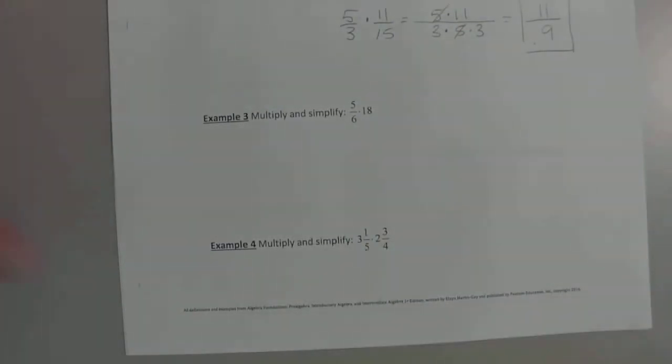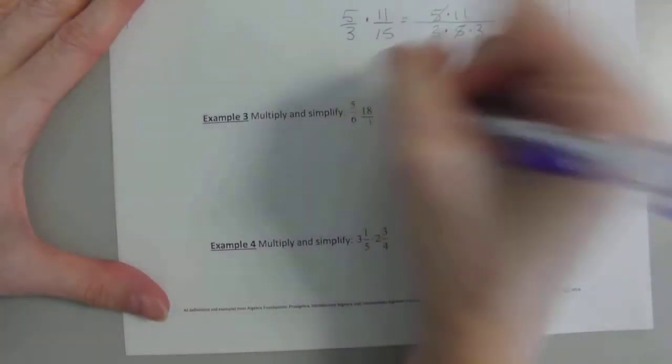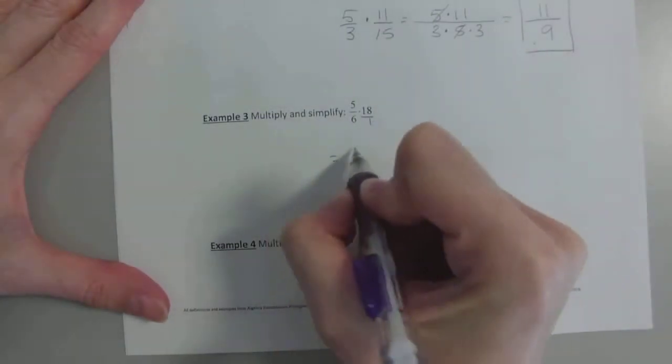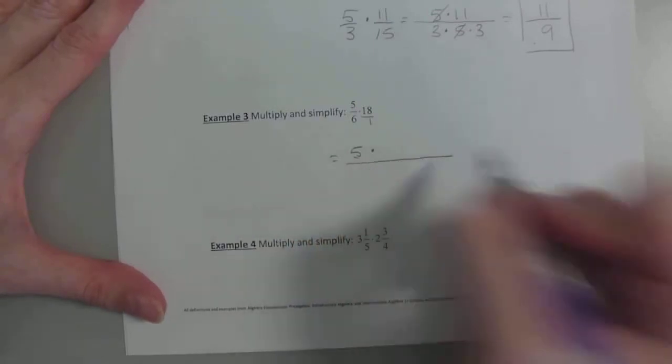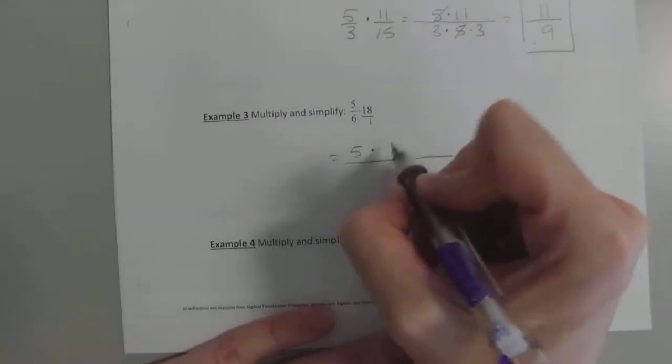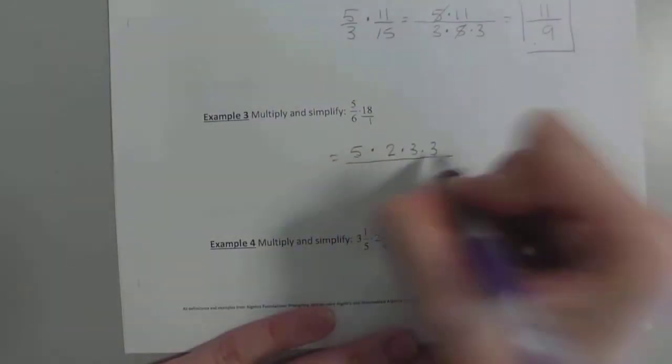We don't even have like a whole mixed number going on. So what's 18/1? So this is just 5 times, how can we split 18 up? 2 and 9, but how does 9 split up? 3 and 3.